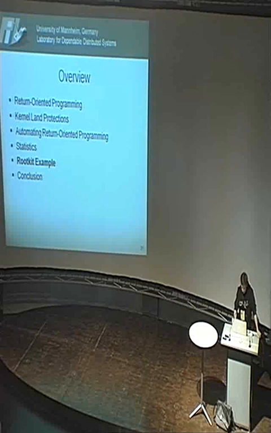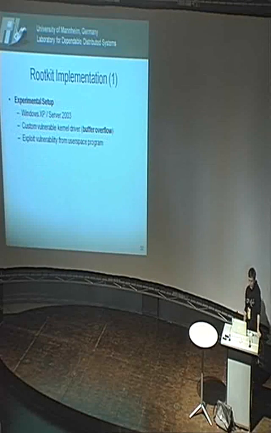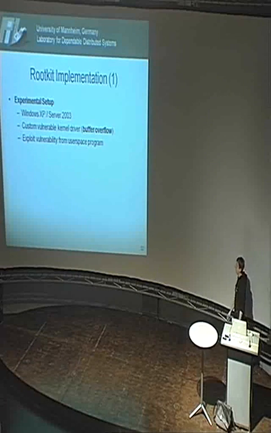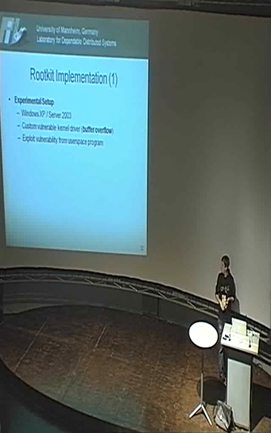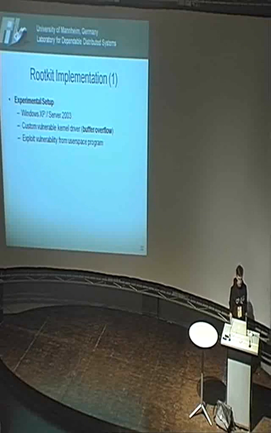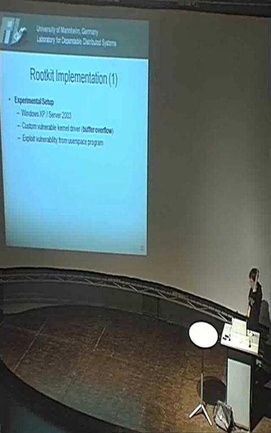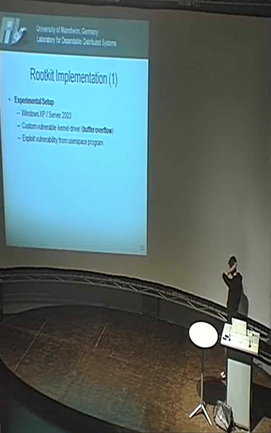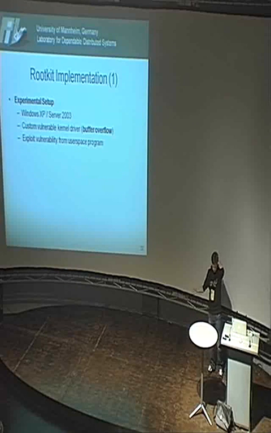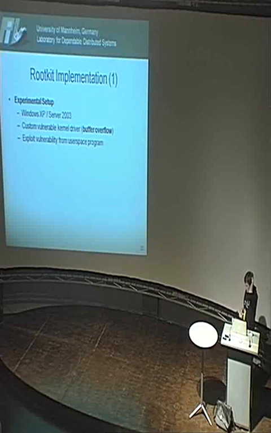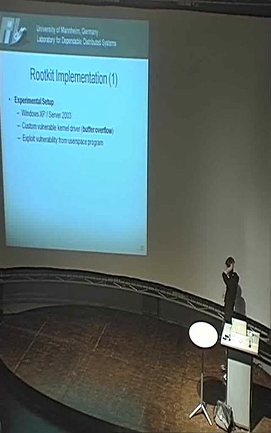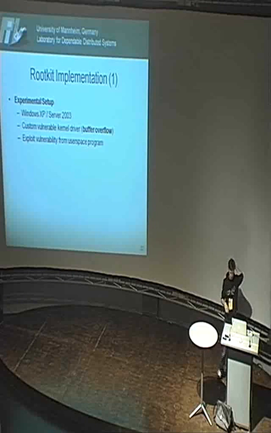So let's come to the real rootkit example that I did. We now have an experimental setup: a Windows XP system and a custom vulnerable driver, which I simply did from scratch. It's nothing special, just a driver that exports a certain file, which you can write to from user space. When you write to that file, a buffer overflow happens, and we can exploit this buffer overflow to execute our rootkit from user space.